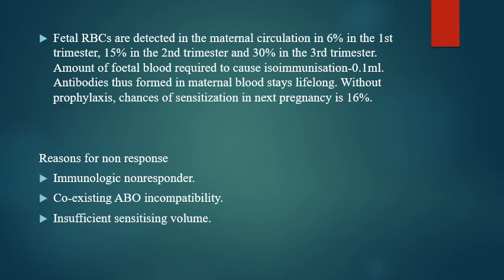Now, there are some women who do not respond to antigens, that is, even if they are exposed to Rh positive fetal red cells, they do not develop antibodies. So, these occur in cases of immunological non-responders. Then when there is coexisting ABO incompatibility, that is, the mother and the fetus do not have the same blood group. But this is significant when the mother is type O and the father is type A, B or AB.